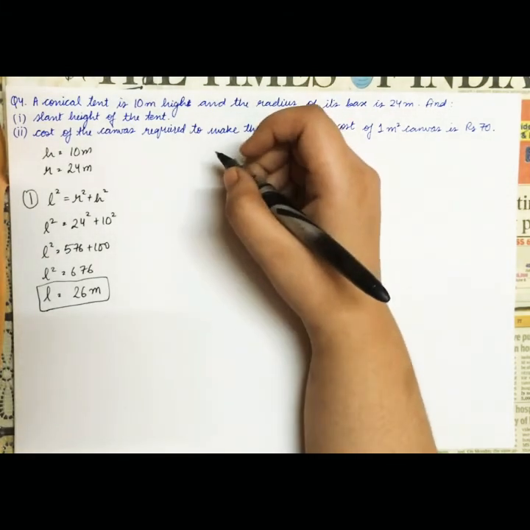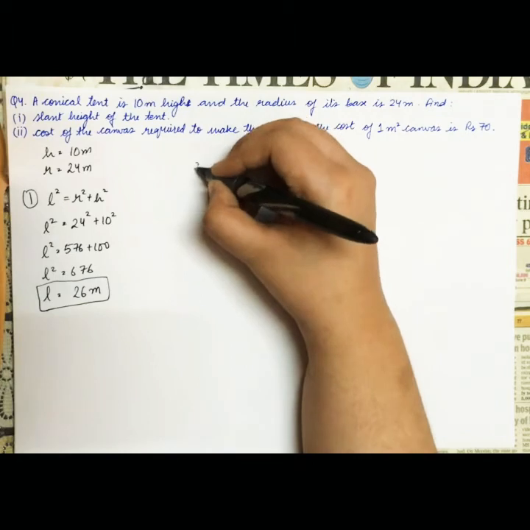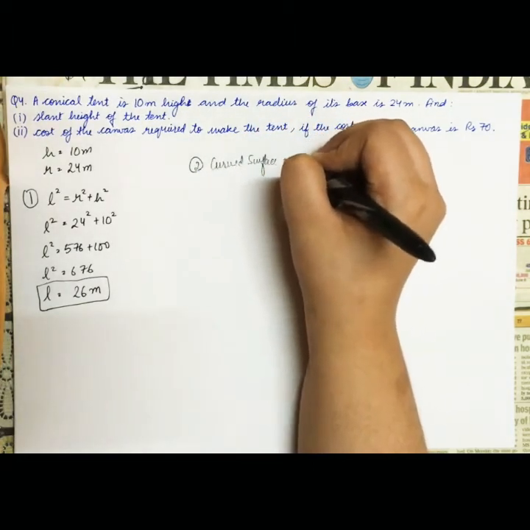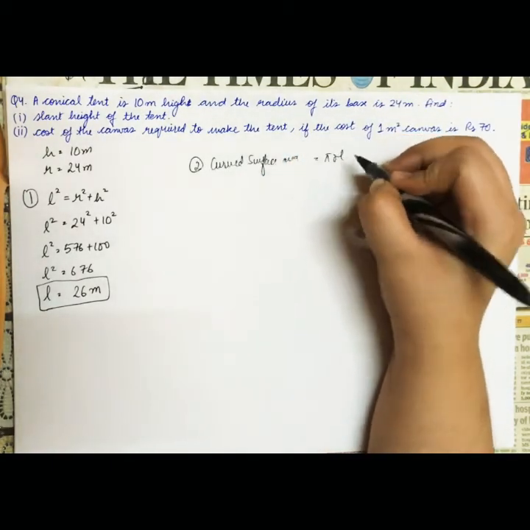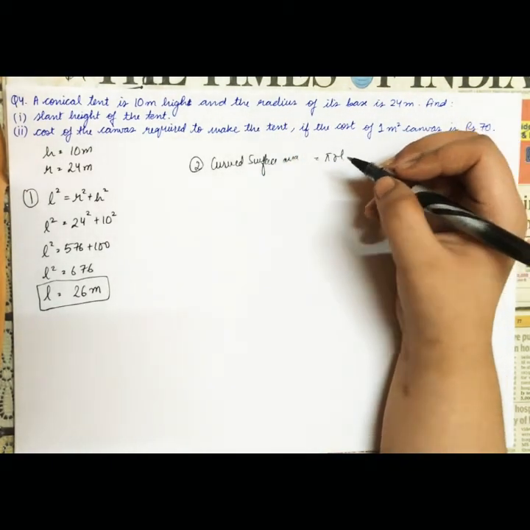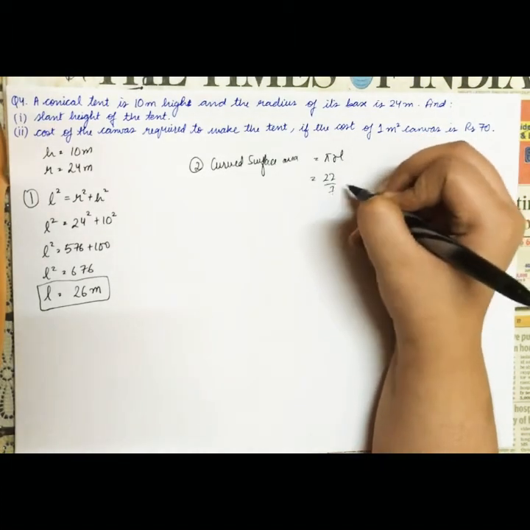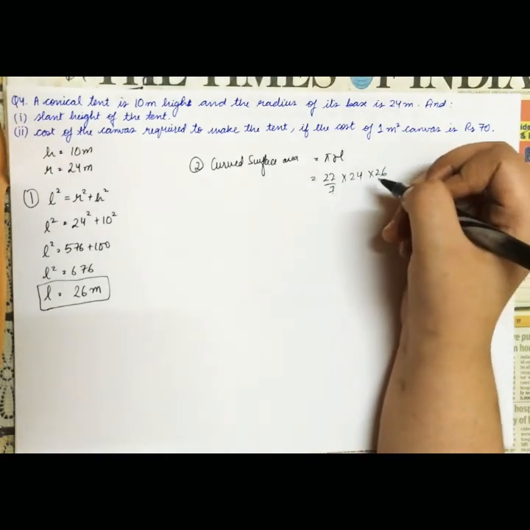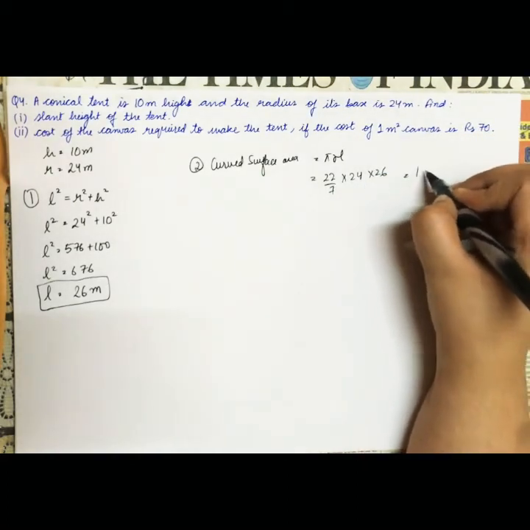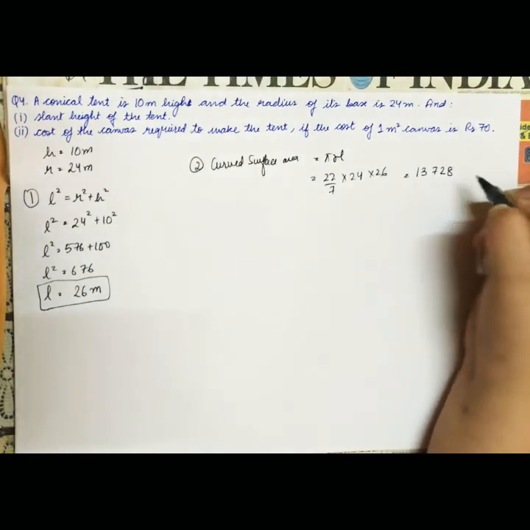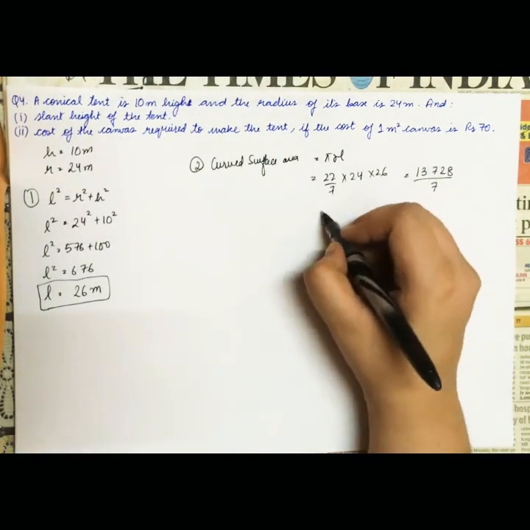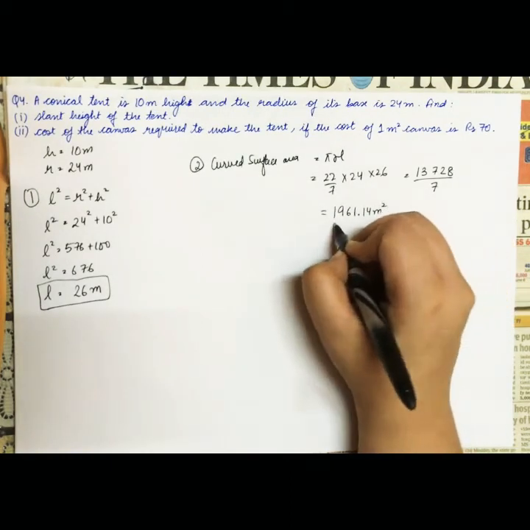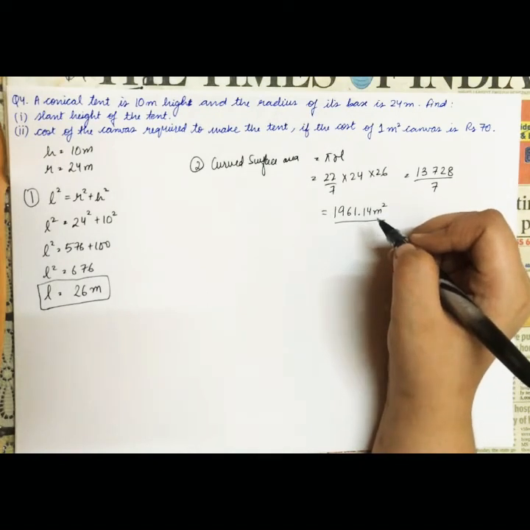Therefore curved surface area is equal to pi RL. Now we'll put the values, that is 22 by 7, radius is 24 and L is 26, which is equal to 13,728 by 7, which is equal to 1961.14 meters square. This is the curved surface area of the tent.